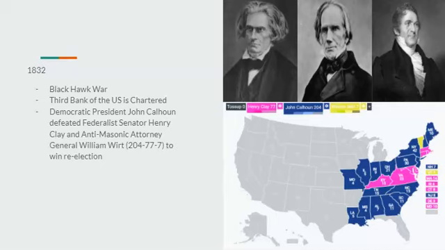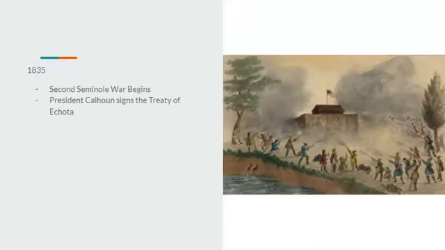And we would have the election of 1832. The Federalists will nominate Senator Henry Clay, and the Anti-Masonic Party will nominate Attorney General William Wirt. However, Democratic President John Calhoun would defeat both Federalist Senator Henry Clay and Anti-Masonic Attorney General William Wirt, 204-277 to win re-election. 1833, there's nothing noteworthy, as well as in 1834.